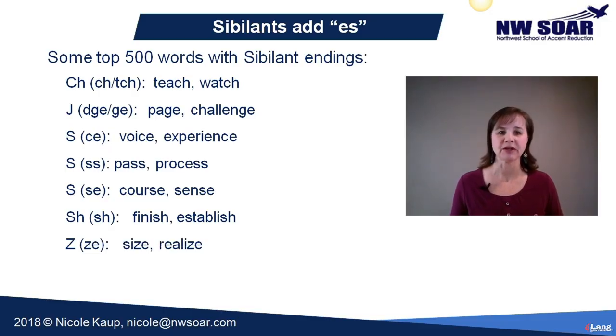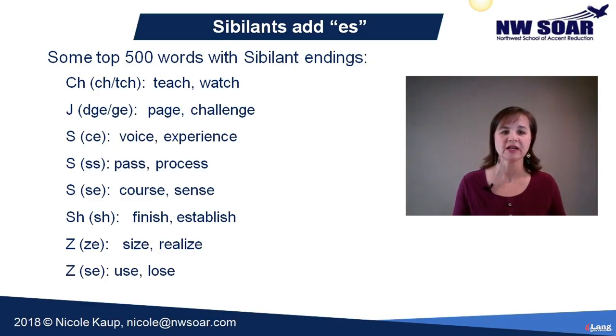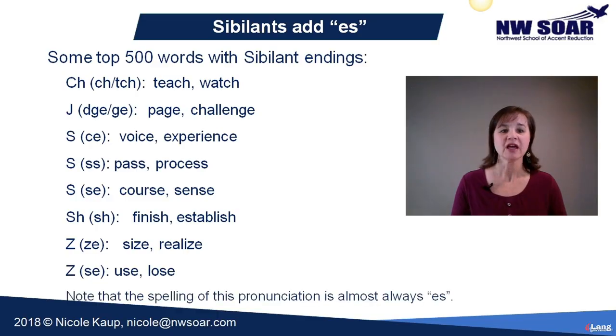Z, as you know, can be spelled a variety of ways. It can be spelled with a ZE, like size, which would be sizes. Realize, realizes. Can also be spelled with an SE ending, as in use, which would be uses, and lose, loses. The spelling of the S-ES sound is almost always ES. But that doesn't mean that every time you see an ES, it will be pronounced with the extra syllable. Sometimes it's just Z or even S. So be careful with that.